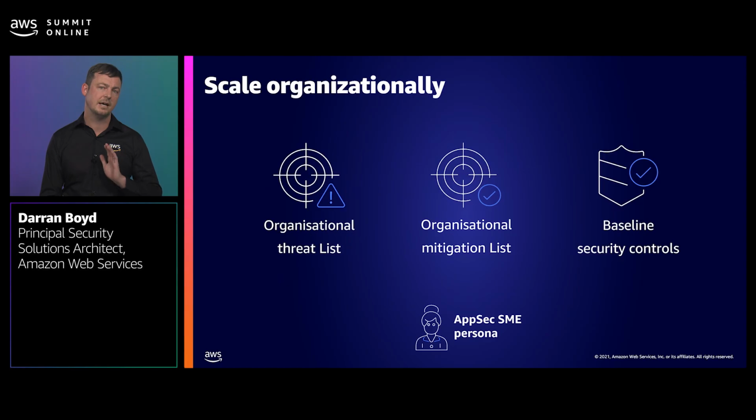Now, it's time to take a step back from focusing on what we're building this sprint and start thinking about how we can take what we've learned and scale it across the organization. The AppSec SME persona has an opportunity to look at the threats that are identified for this decomposed feature, and they'll be able to ask themselves the question, could we contribute this to our organizational threat list so that others could use it as an input into what could go wrong?